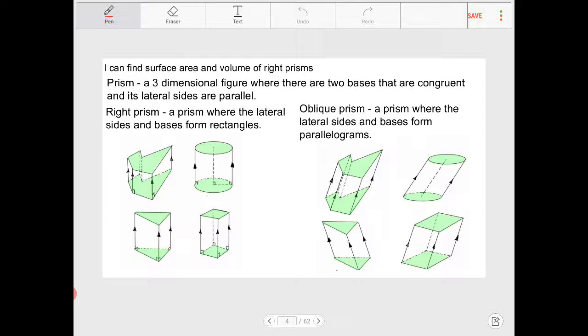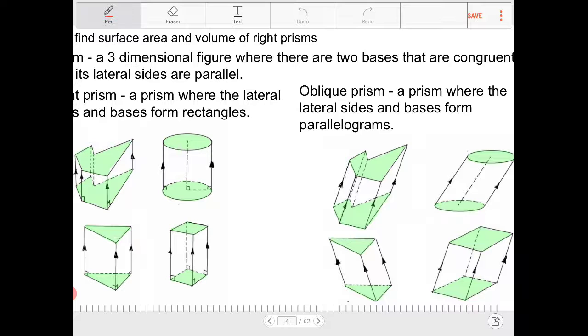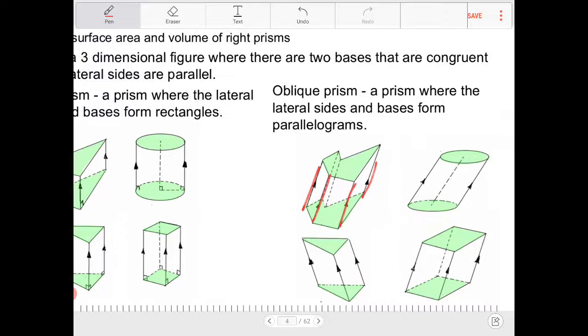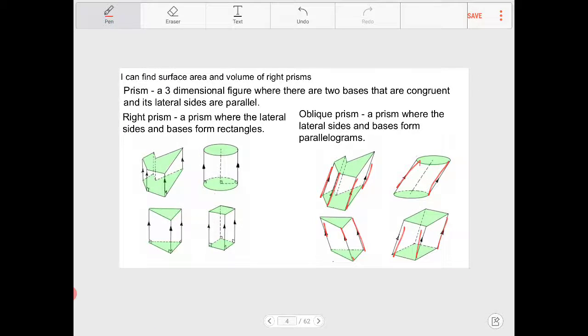In this case, this is what we call an oblique prism. Even though all these sides are indeed parallel, we don't refer to them as right prisms. Can you guess why? Well, that's because the parallel sides do not form right angles with the top and bottom base. So that's why we refer to them as oblique prisms. But all of these are in fact prisms because all the lateral sides and the lateral edges are parallel.